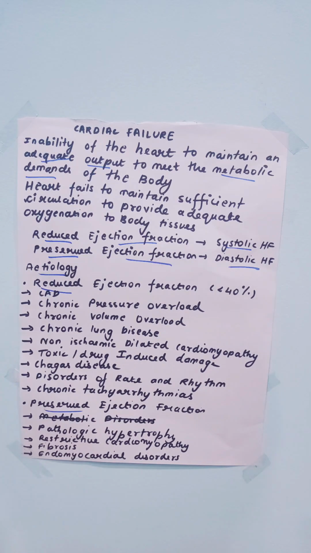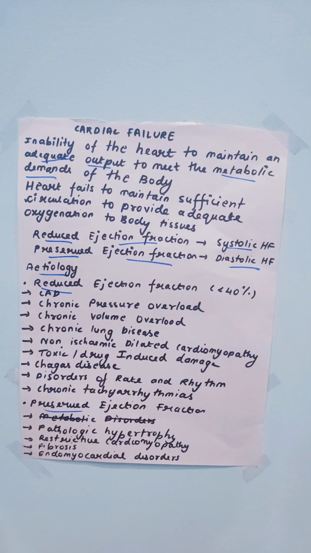Another cause is chronic volume overload. This occurs in regurgitant diseases, when there is regurgitation of blood from the subsequent ventricle to the chamber behind. For example, in mitral regurgitation and aortic regurgitation. In mitral regurgitation, the blood regurgitates from the left ventricle to the left atrium, and it results in dilatation of the left atrium. So basically it leads to chronic volume overload. These conditions cause heart failure.